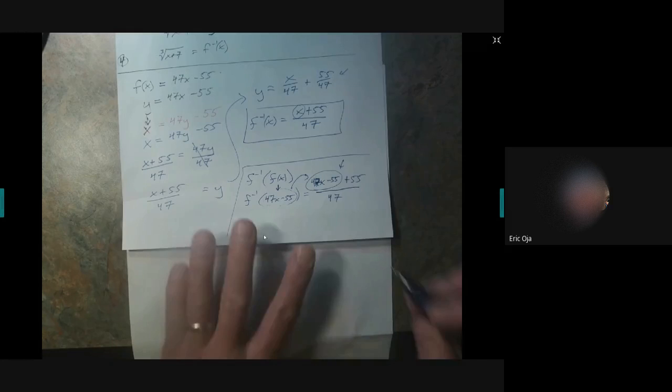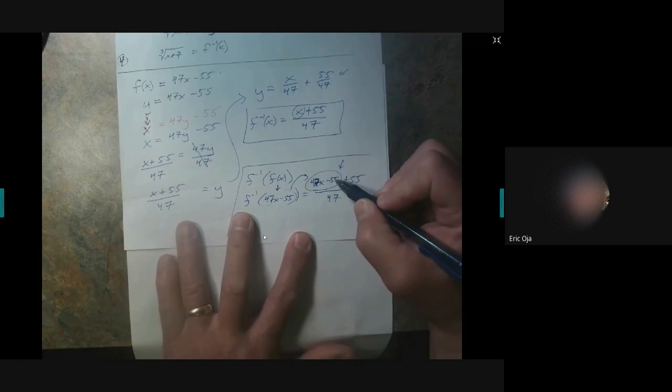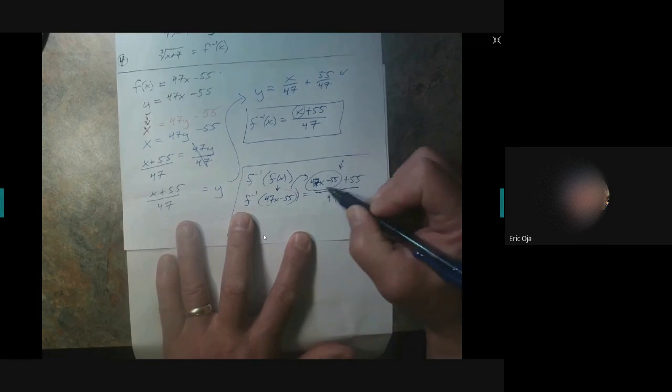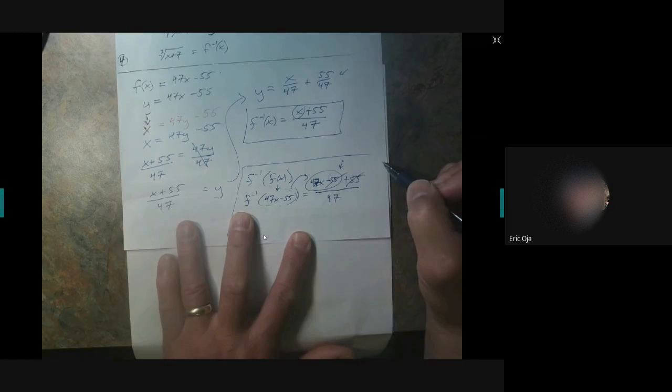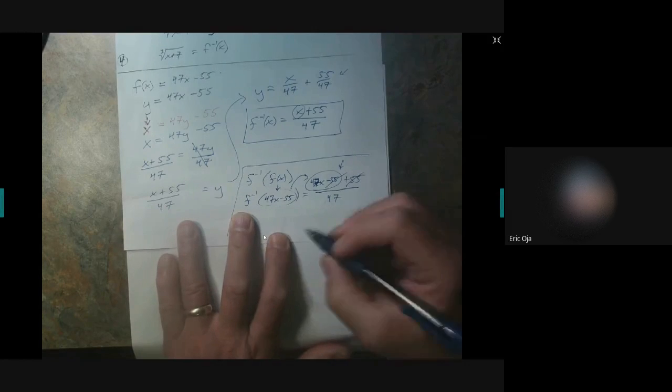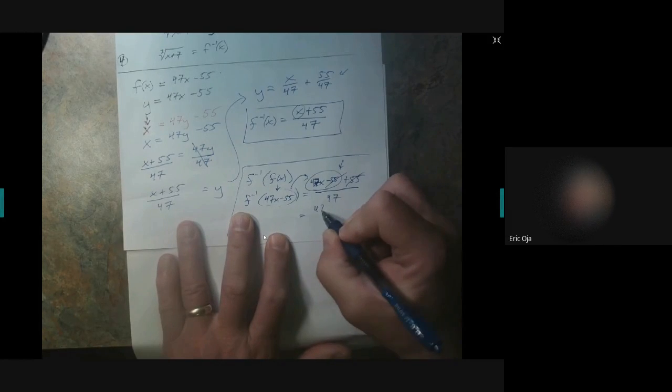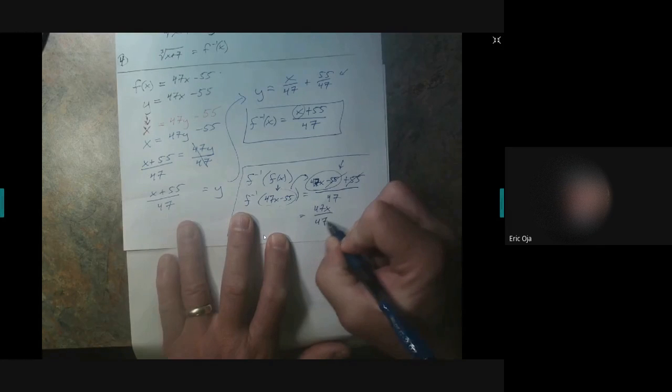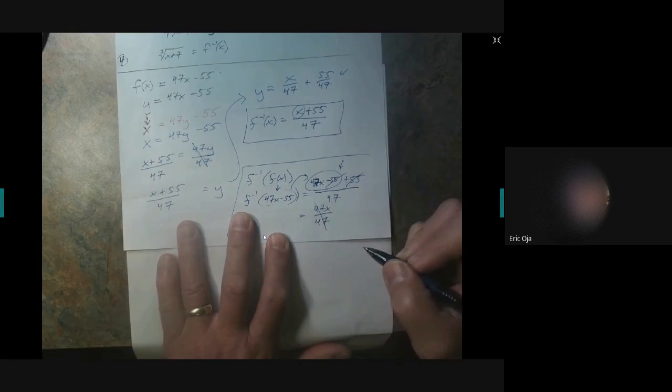On the top, look what happens: I get 47x minus 55 plus 55. Those just cancel. They add to 0. So I get 47x over 47, and 47 over 47 divides to 1. So look, I get the answer x, just like I knew I had to. I just showed that it worked.